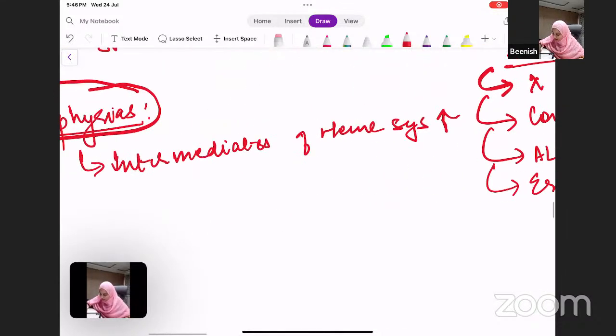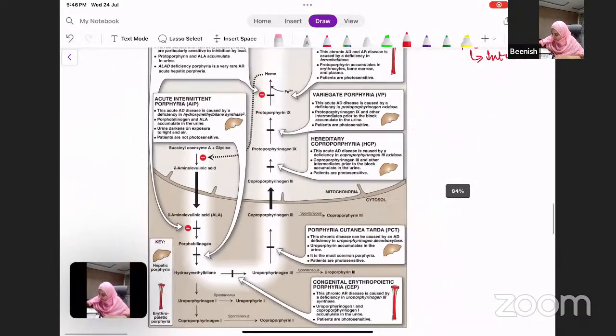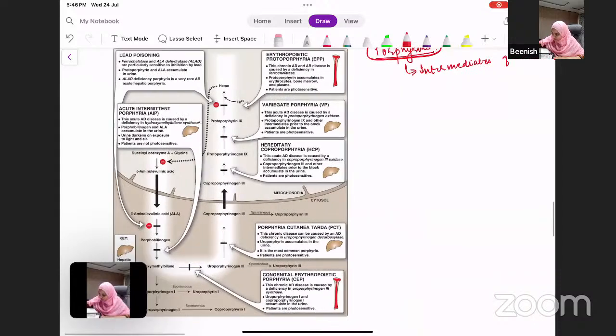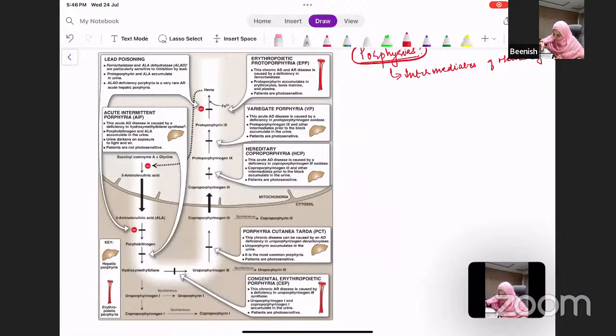Now let's have a look at the different types of porphyrias. Here is a chart which has all the porphyrias summarized together. As you can see, this is the mitochondria, and in the mitochondria the first step is taking place. The first step, as we all know, is controlled by heme. So if there is excess heme, this first enzyme is going to be inhibited. Now this ALA, that is delta aminolevulinic acid, that is formed, enters the cytoplasm.